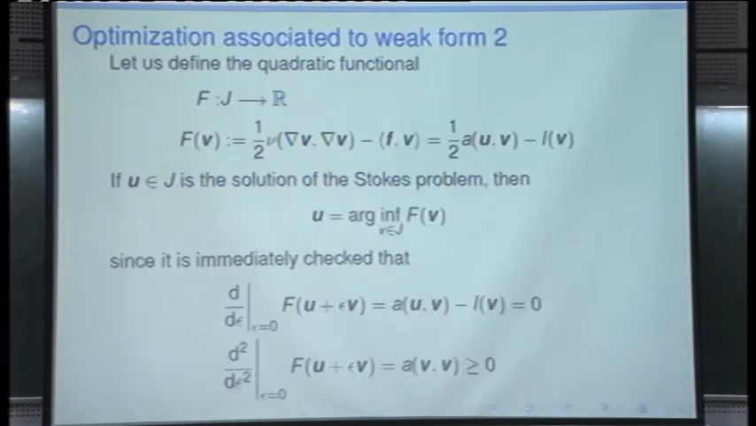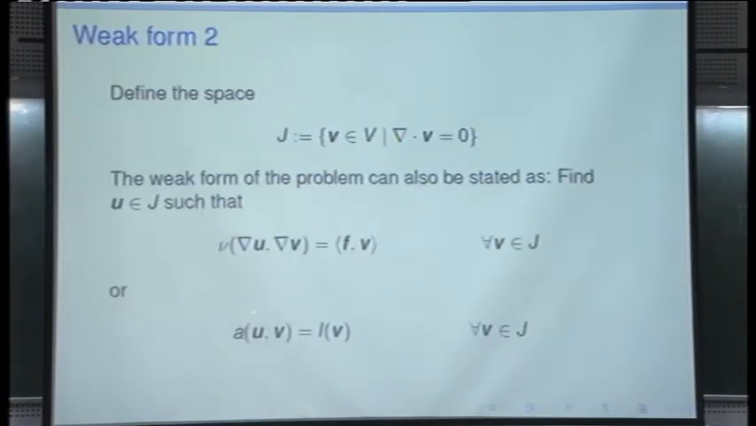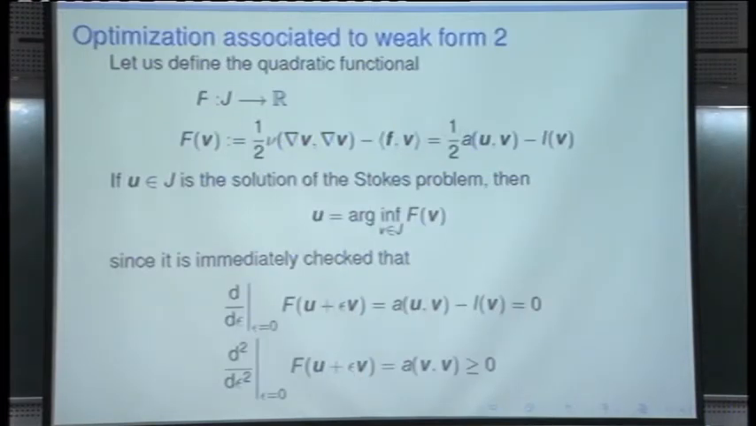And that problem can be understood as a minimization problem, as an optimization problem. Which is the problem that we want to optimize? It's this one. So solving this problem, A(u,v) equals L(v), is equivalent to minimizing that functional F defined on J, from J to R, defined as 1/2 of the norm of the gradient of v squared minus L(v). Or if you want, 1/2 of A(v,v), excuse me, that should be v, v, minus L(v). That's what it says here.